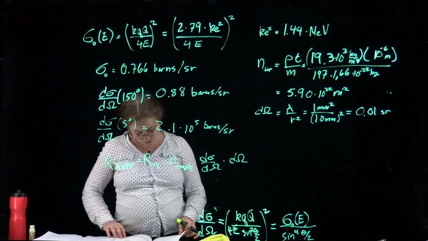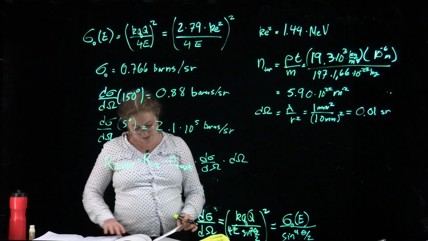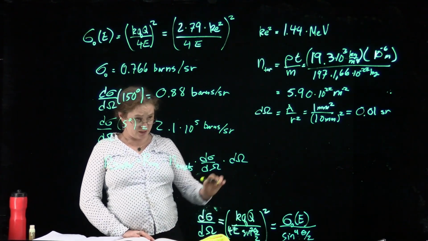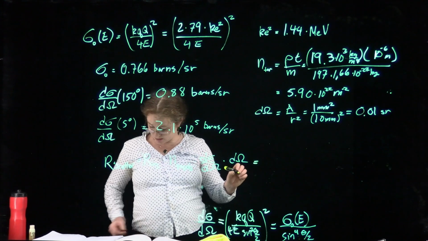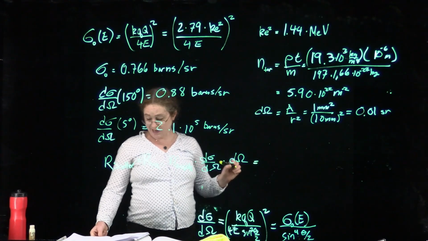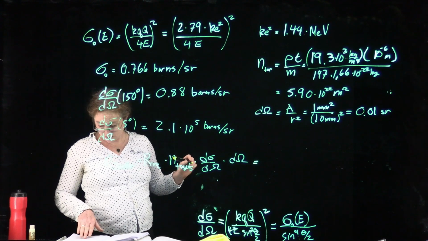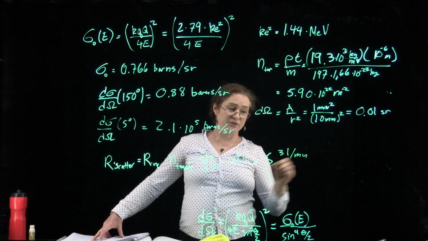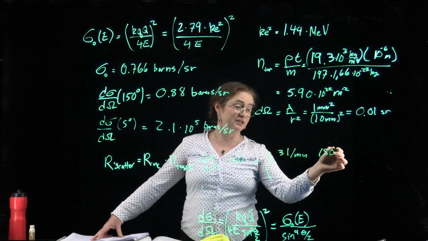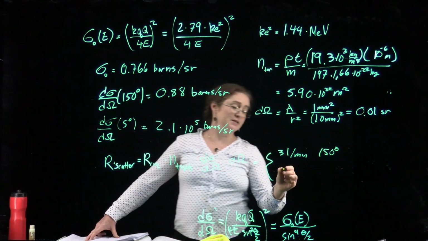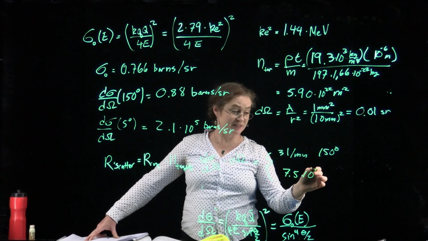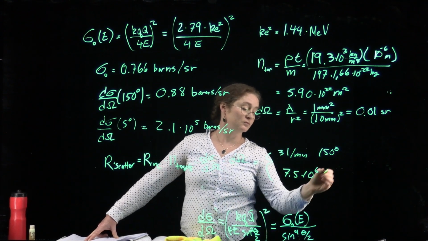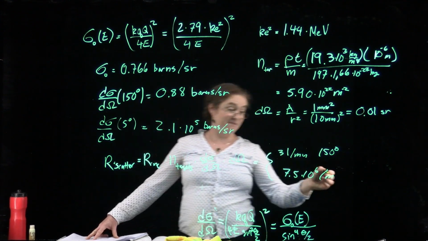So the source was giving 6 times 10 to the 8th alphas per minute, and this corresponds to a rate of scattered alpha nuclei of 31 per minute if you are at 150 degrees, but 7.5 times 10 to the 6th per minute when you are at 5 degrees.